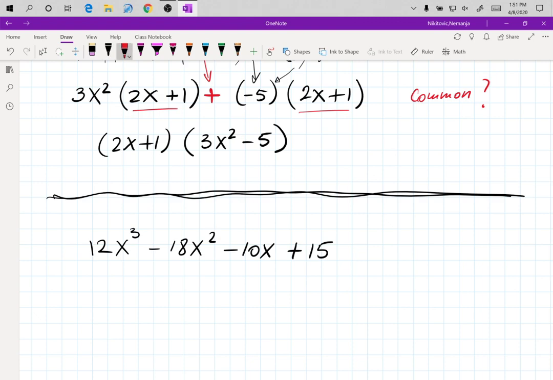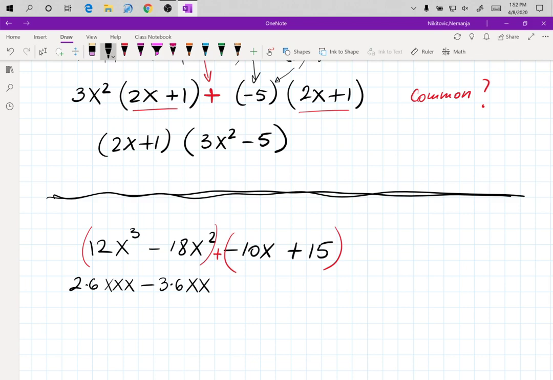Alright, let's do the grouping. I'm going to group the first two, group the second two, and then put the plus in between. So make sure you're always grouping the minus with the number it belongs to. Now, when you break this apart, both 12 and 18 are divisible by 6. So 2 times 6 and 3 x's minus 3 times 6 and 2 x's.